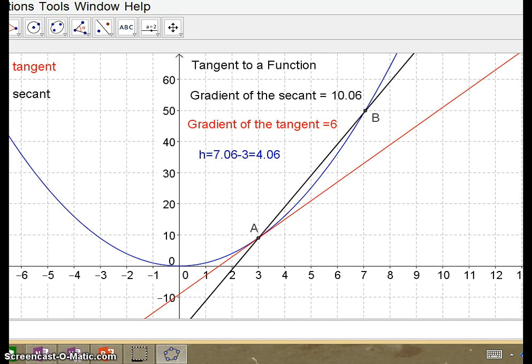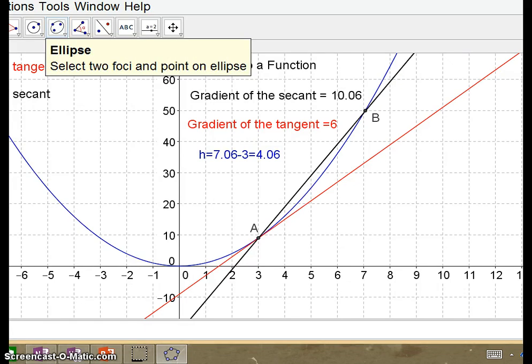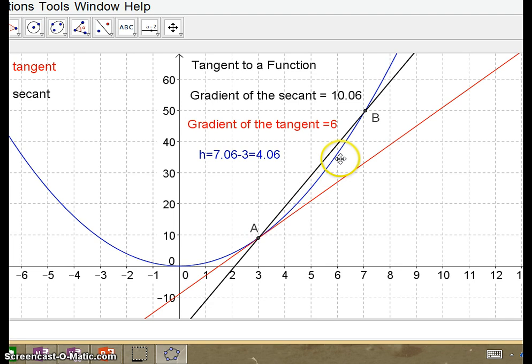Now another way of looking at this is to show this diagram here. Once again, we have a blue curve, which we'll call f of x, and we have 2 points on the curve, point A and point B, and a black line joining those 2 points, which is known as the secant. This red line down here is the tangent to the curve at point A. At the moment the gradient of the secant is equal to 10.06, but the gradient of the tangent is equal to 6.